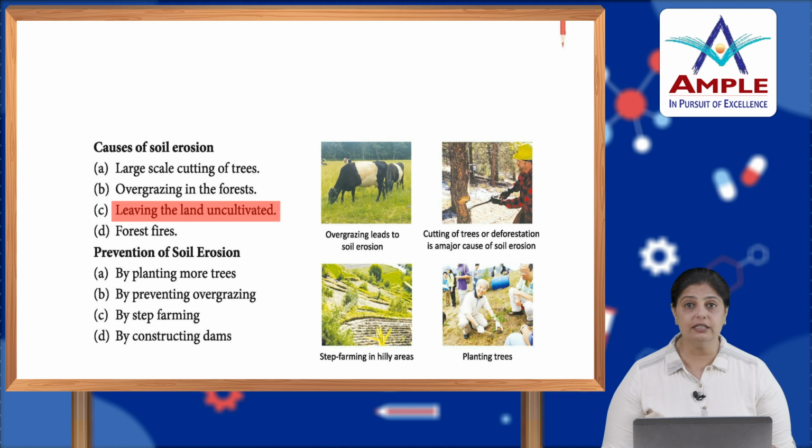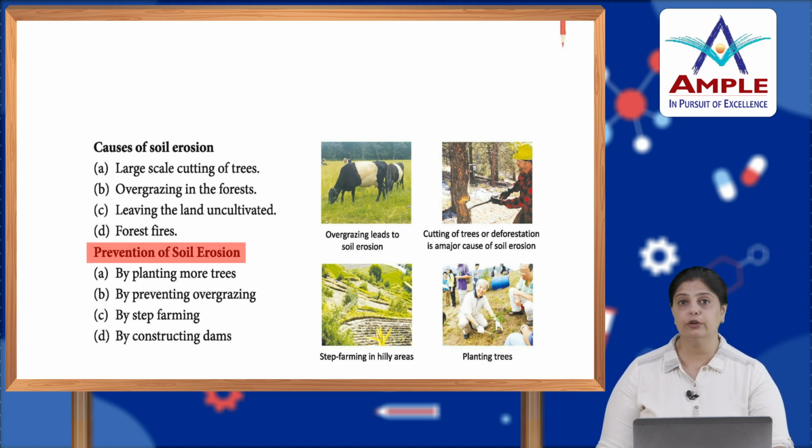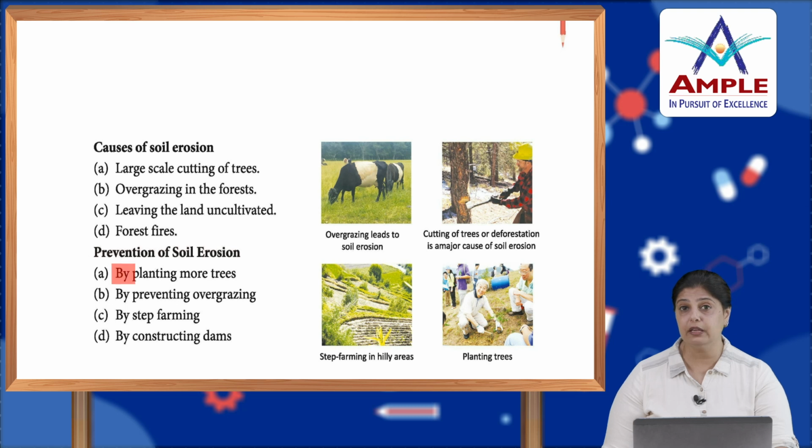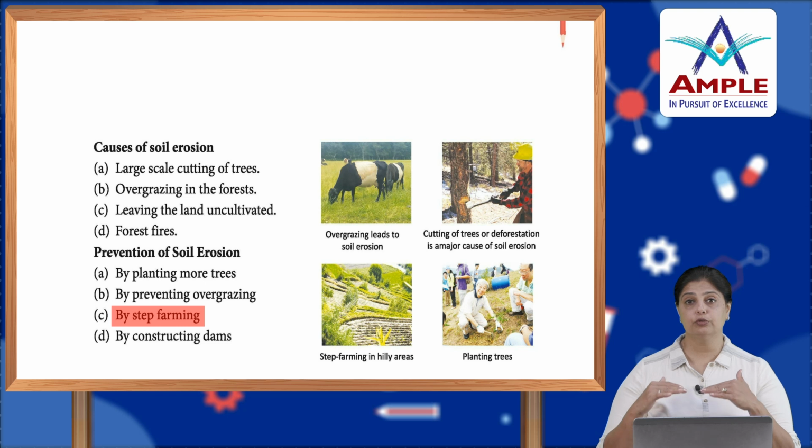Leaving the land uncultivated. When you don't grow crops on a particular land, slowly and gradually soil erosion happens. Then there are forest fires. So, how can you prevent this soil erosion? First and foremost, plant more trees, prevent overgrazing, and do step farming. That means you do farming on steps.